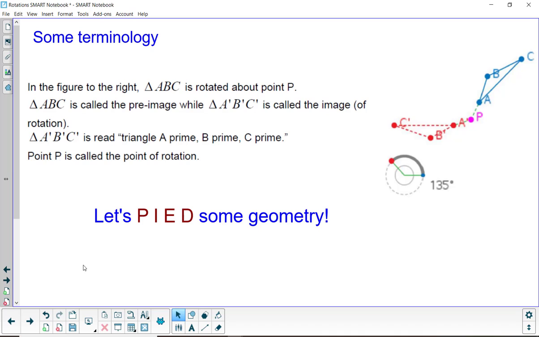A quick review of some terminology. In the figure to the right, triangle ABC, the blue triangle, is rotated about point P, the pink point P. Triangle ABC is called the preimage, while the red triangle A prime, B prime, C prime is called the image of rotation. So let's play, investigate, explore some geometry.